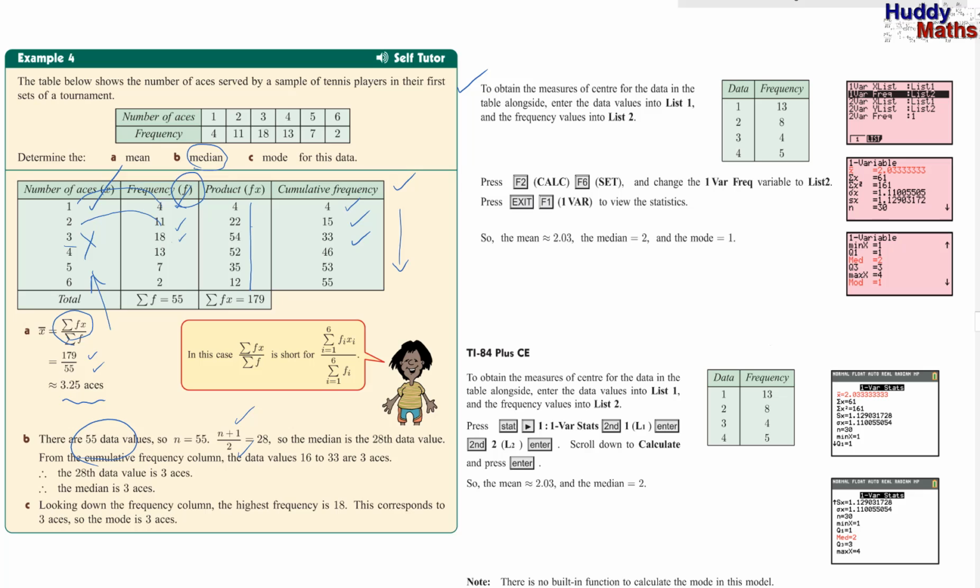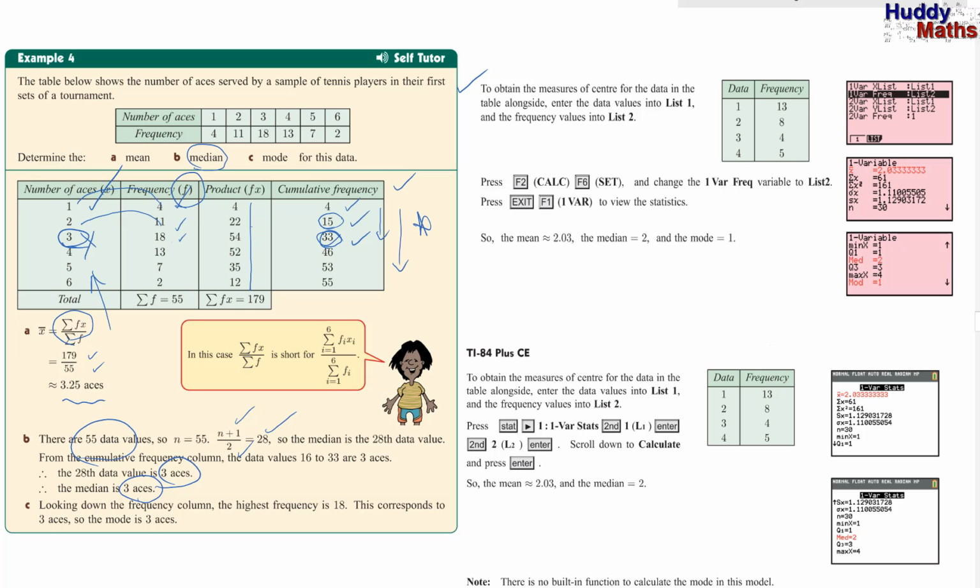55 plus 1 on 2. 56 on 2 is 28. Come down here. Where's the 28th score? 15 up to the end of that group, and 33 up to the end of that group. So the 28th score is actually in this group here. There it is. The 15th to the 33rd score, that includes the 28th, were all 3s. So the answer is 3 aces, the 28th value.